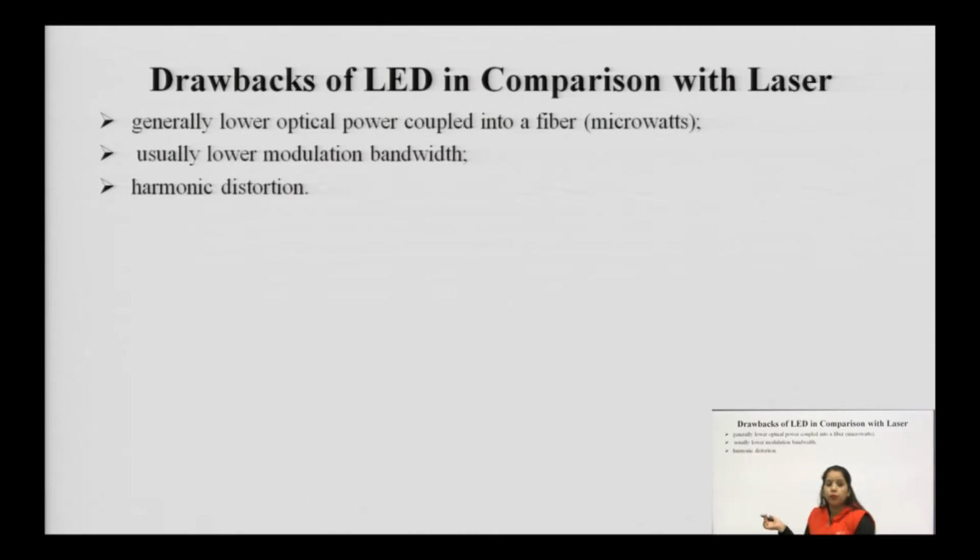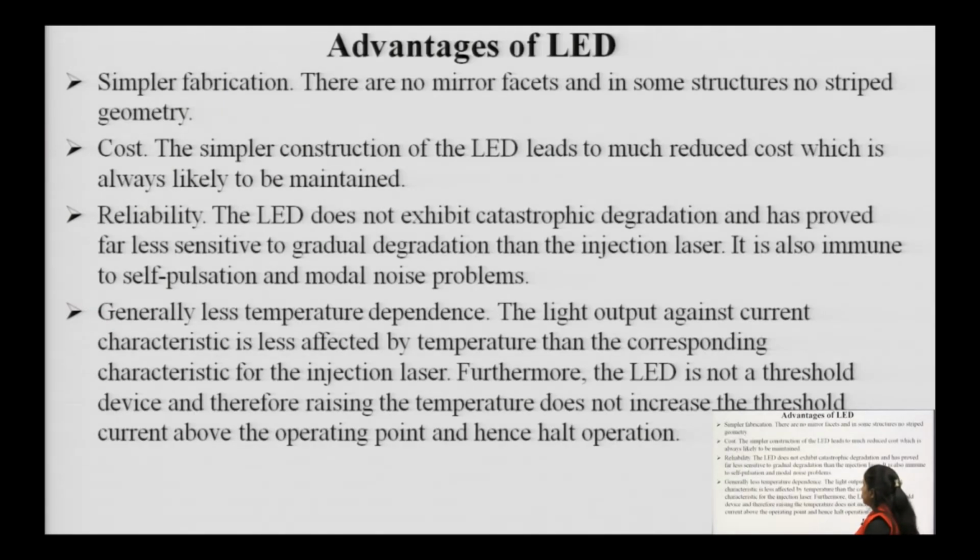Now, the drawbacks of an LED in comparison with a laser. As we have said, it emits incoherent light, which is why it has a lower optical power. That is why it couples lower optical power into the fiber as compared to the laser, which emits coherent light. It also has a lower modulation bandwidth, and there exists harmonic distortion. But the LED does not only have drawbacks, it has some advantages also.